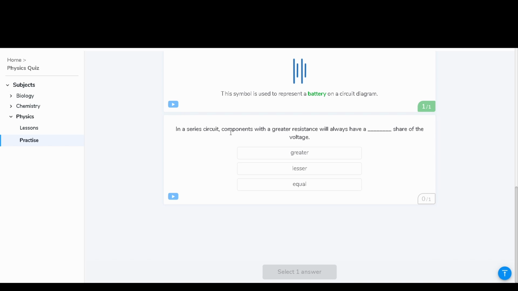In a series circuit, components with a greater resistance will always have a dash share of the voltage. In a series circuit, the component with more resistance will have more voltage, less voltage, or the same voltage? Same. Sure? 100%? No, look. Greater resistance means lesser current, but it means greater voltage. I'll explain it in the class later. But remember that greater resistance also means greater voltage, fine, and lesser current.